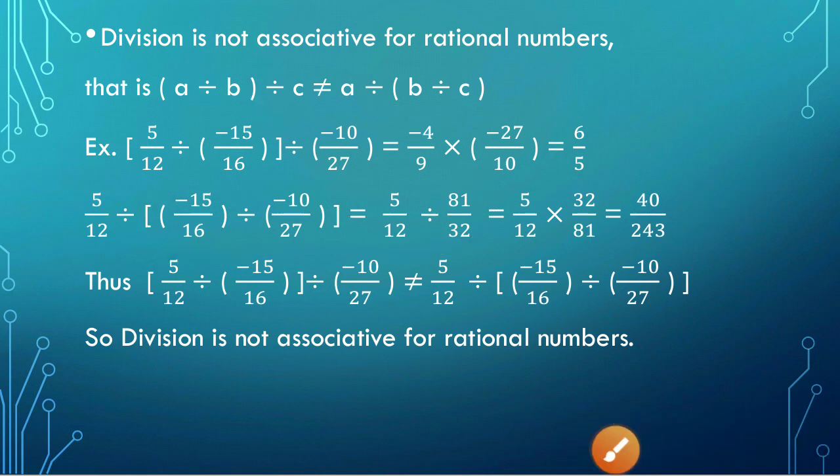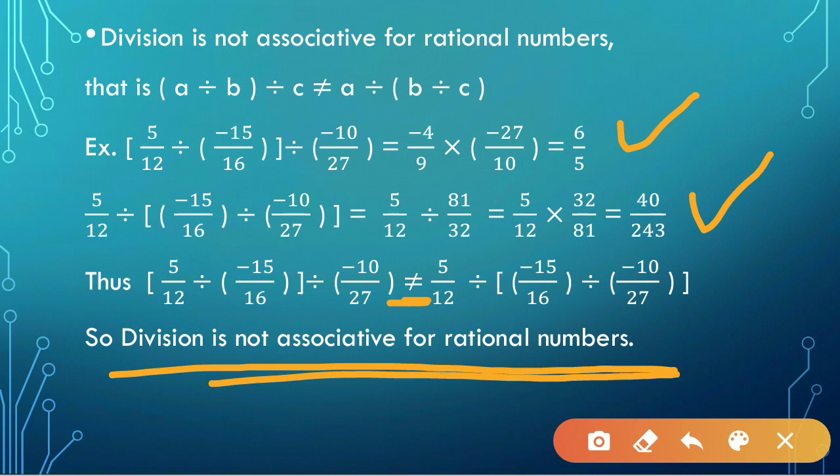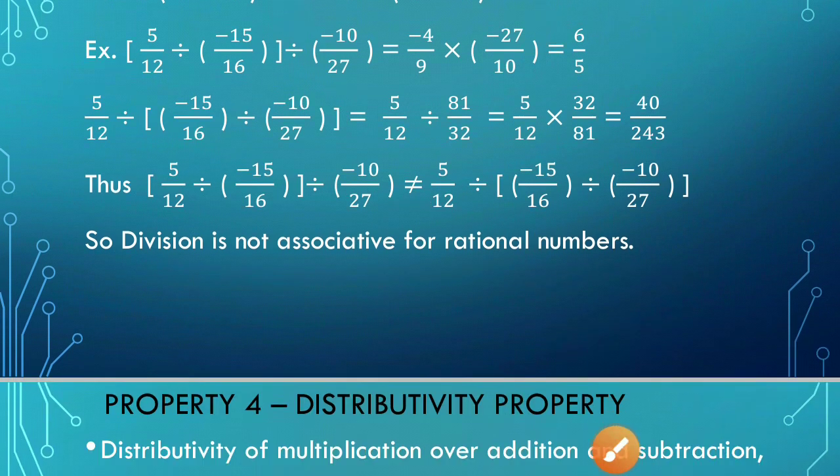On the left hand side, the value is 6 by 5, and on the right hand side, the value is 40 by 243. As you can see here, both the values are not the same, meaning the conditions are not satisfied. That's why both are not equal. That's why we can say division is not associative for rational numbers.